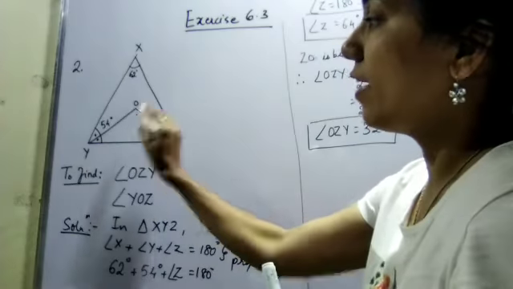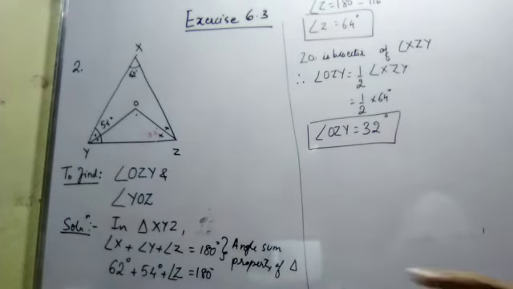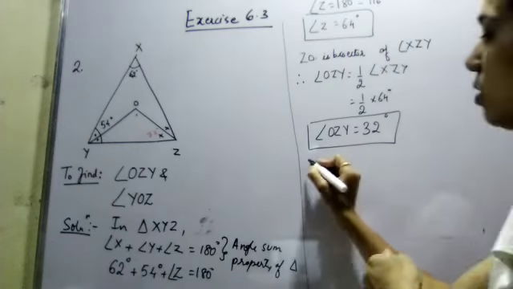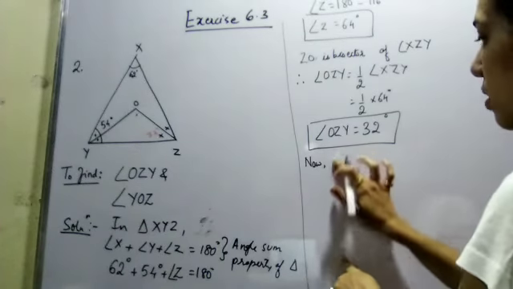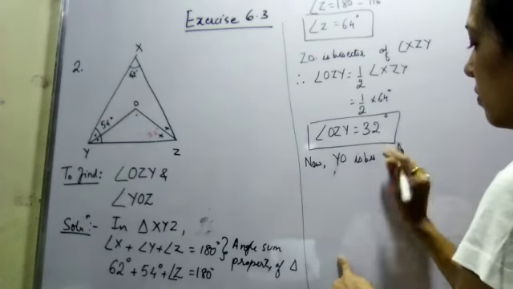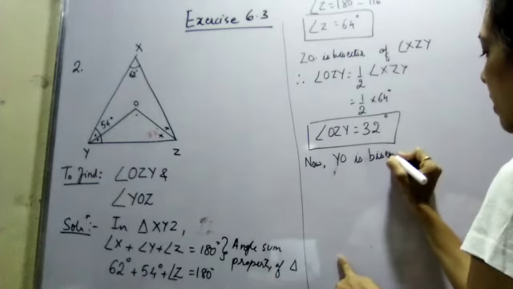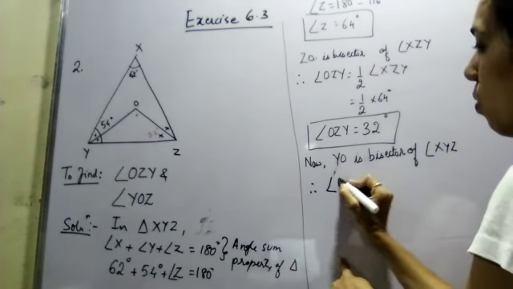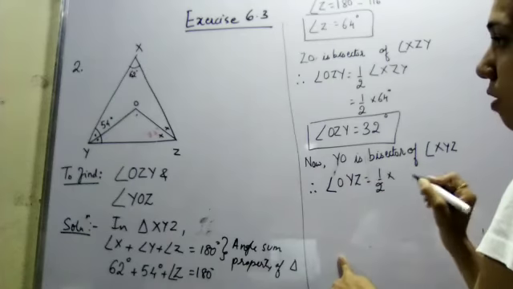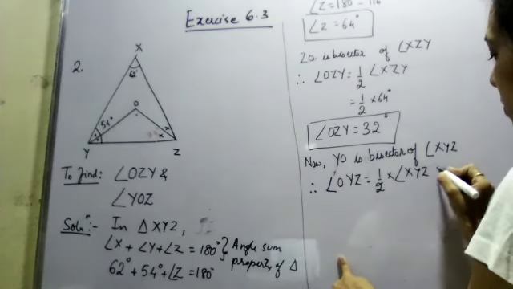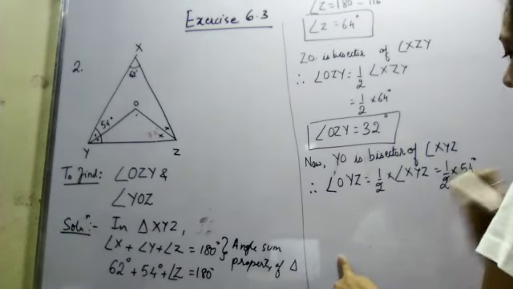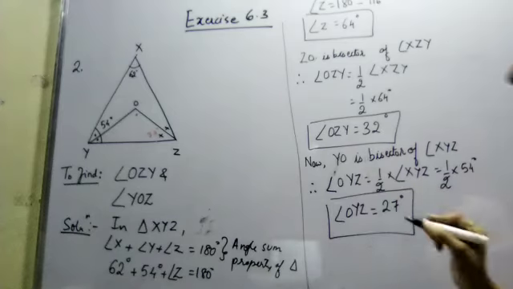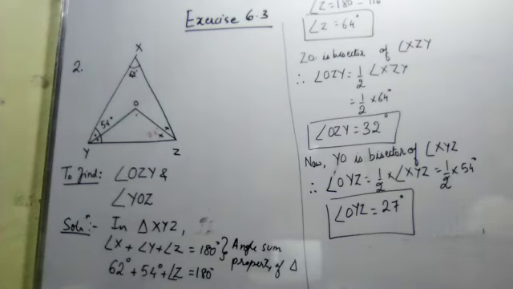If we know this angle, then we can find out this one by angle sum property. So here you see that YO is bisector of XYZ. We can get the angle OYZ. Now YO is bisector of angle XYZ. Therefore, angle OYZ is equal to half of angle XYZ, which is half of 54. So this angle OYZ comes out to be 27. Half of 54 is 27. So we got the other measure also.